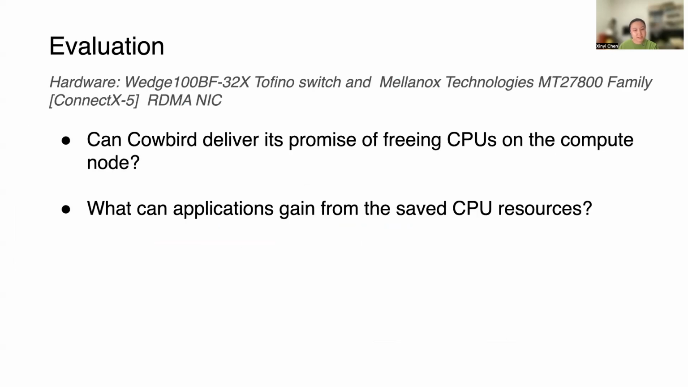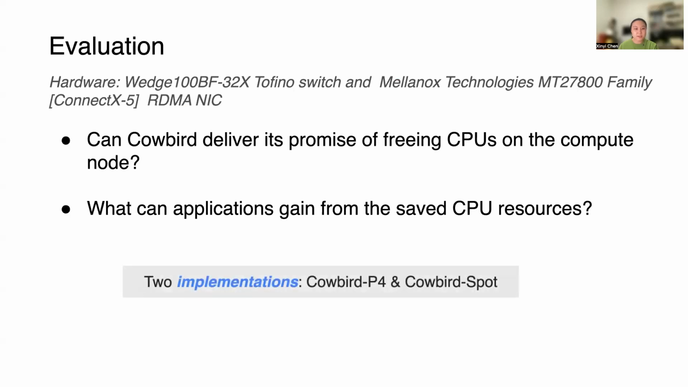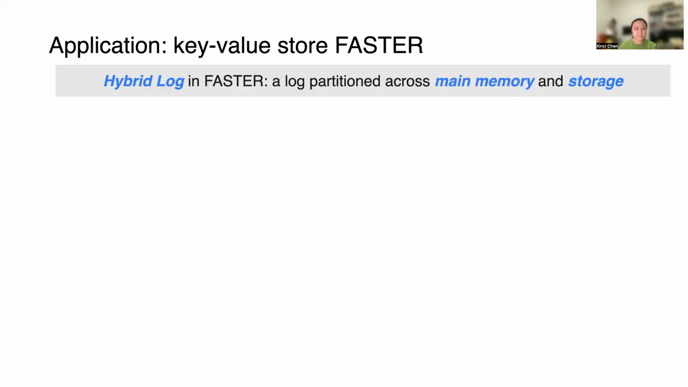In the evaluation section, we aim to address 2 key questions. Can Cowbird deliver its promise of freeing CPUs on the compute node? With these saved CPU resources, what benefits can applications experience? We did all this evaluation based on our 2 implementations, Cowbird P4 and Cowbird Spot.